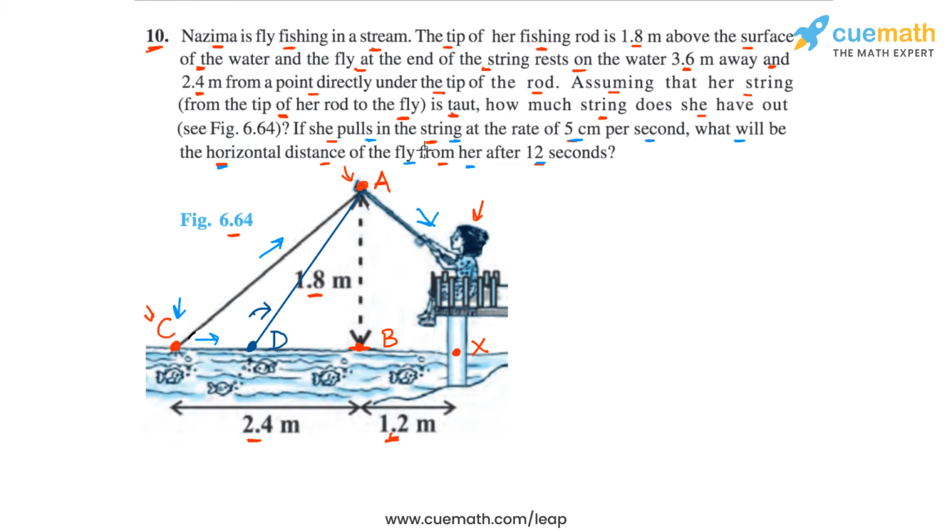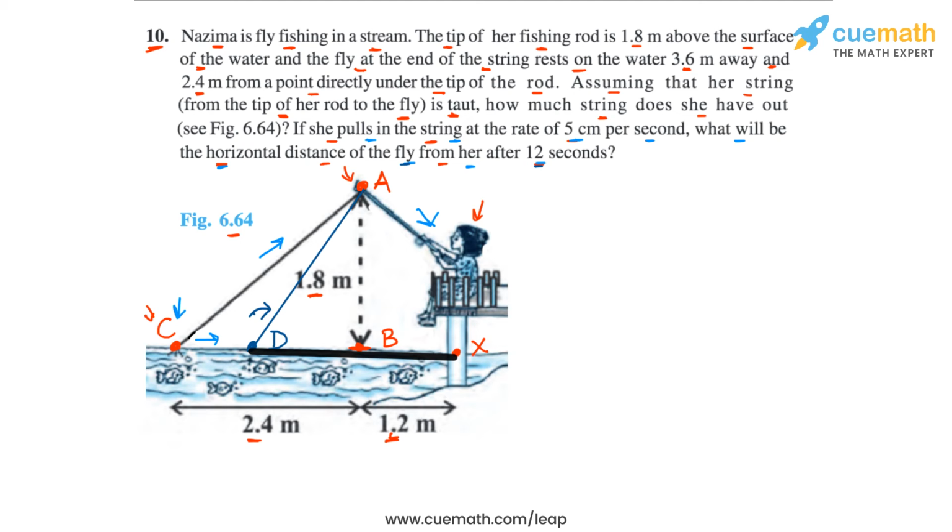And we have to find the horizontal distance of the fly from her after 12 seconds. So we basically have to find this distance from D to X. Let me actually highlight that distance. So we have to find the distance from D to X, this distance. And to find that, we can find DB, and we already know BX, so we can find DX. Okay, now our task then is to find the length of DB.